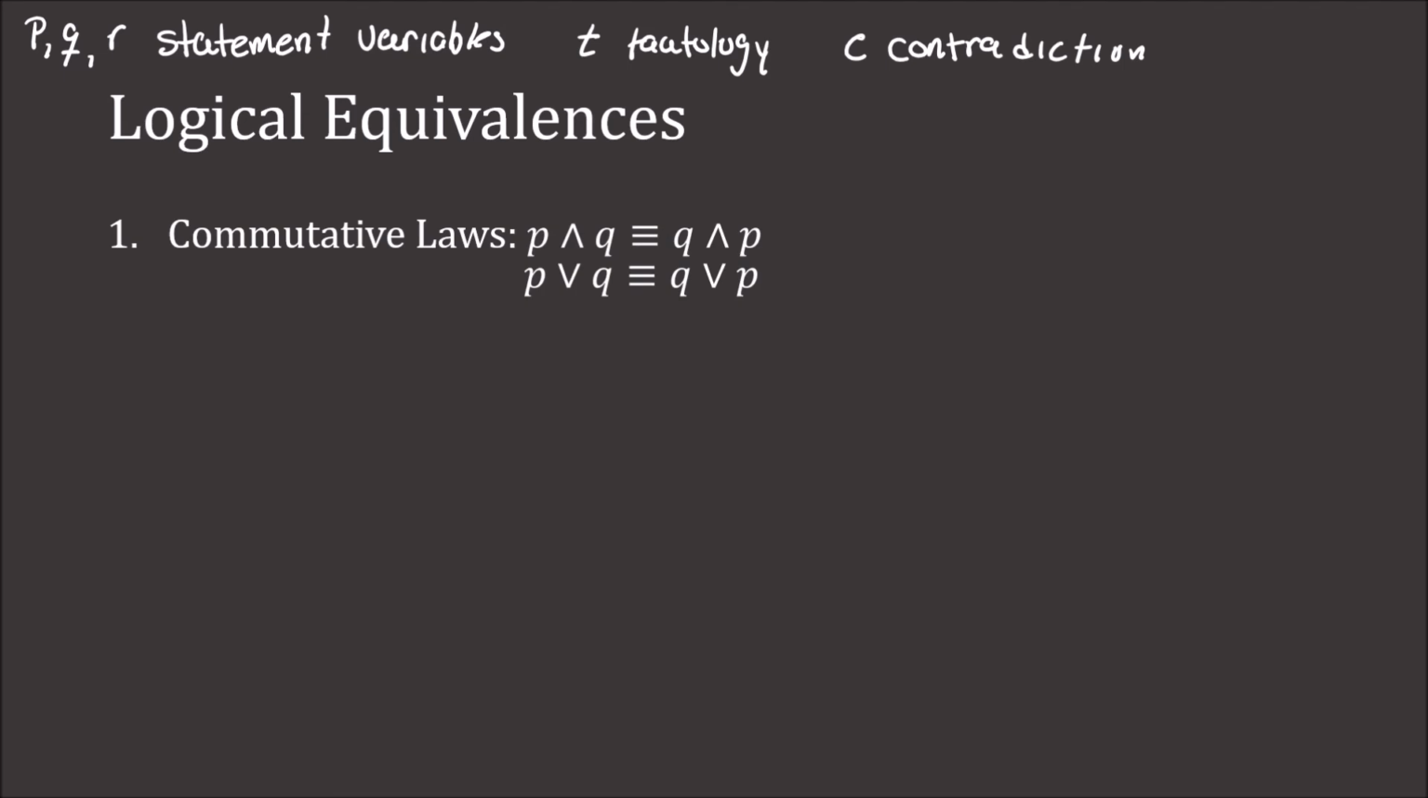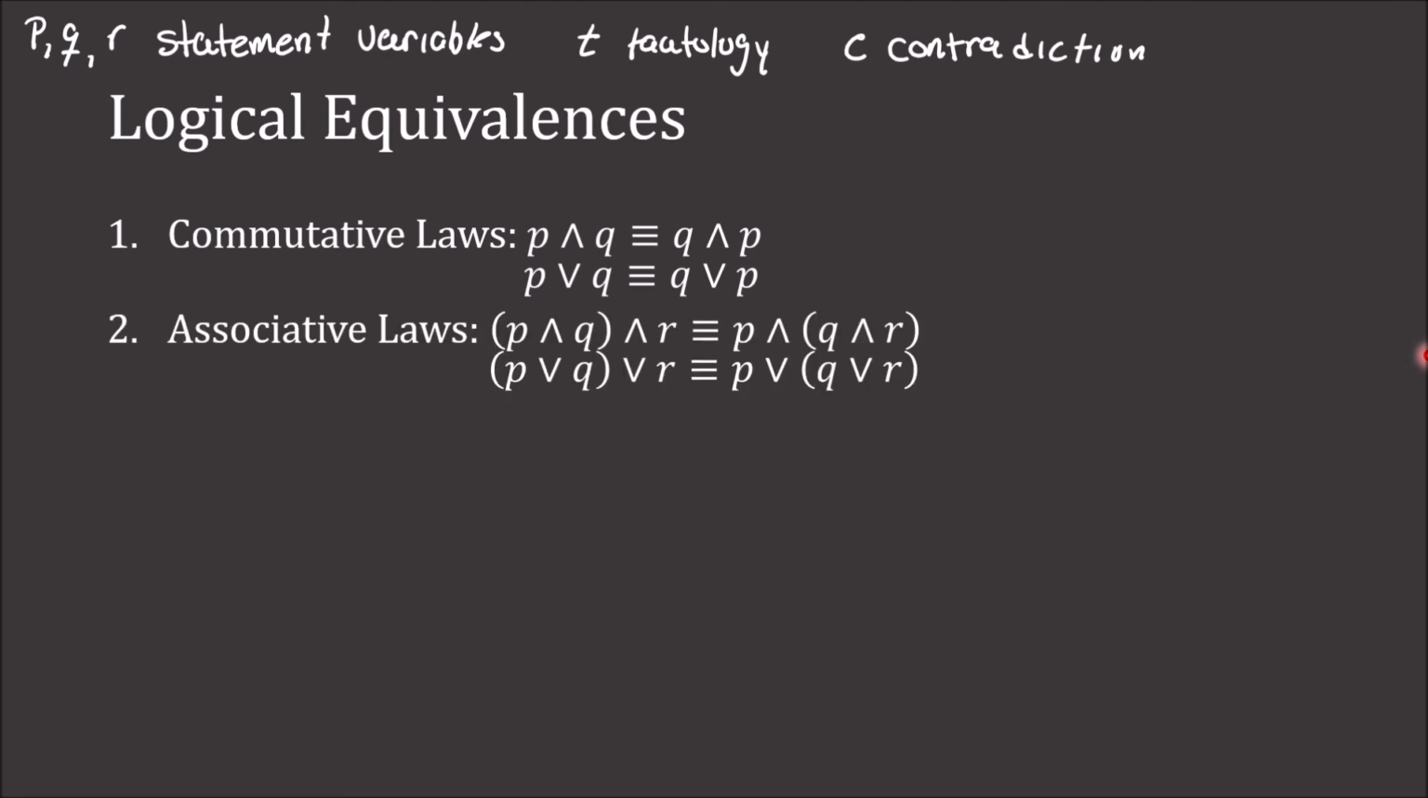The first is the commutative laws. P and Q is logically equivalent to Q and P. P or Q is logically equivalent to Q or P. So this just says that conjunction and disjunction are commutative. The order in which you write it does not matter.